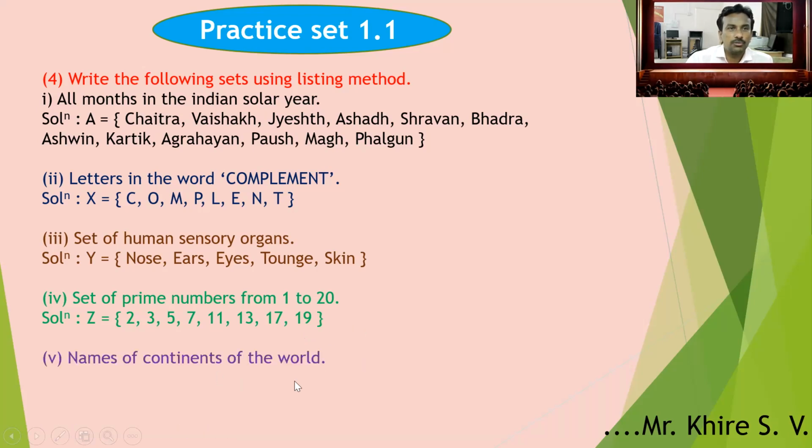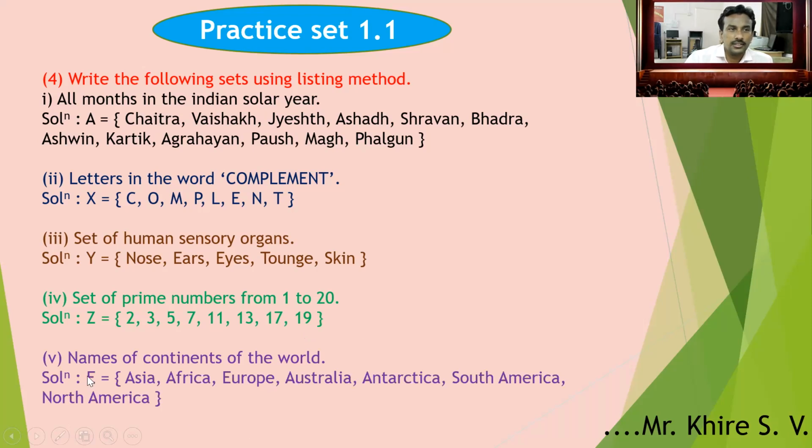Names of continents of the world. Suppose E is the set of continents in the world. Asia, Africa, Europe, Australia, Antarctica, South America and North America. These are the 7 continents of the world.